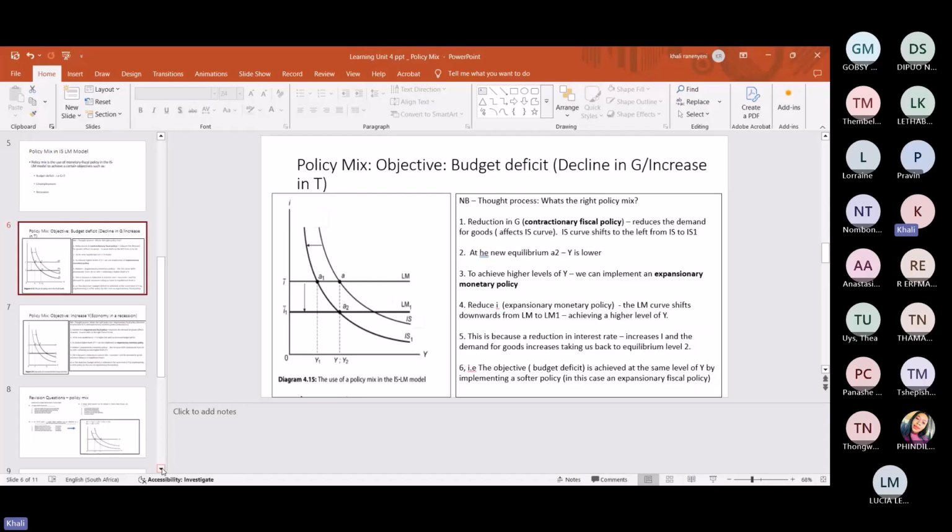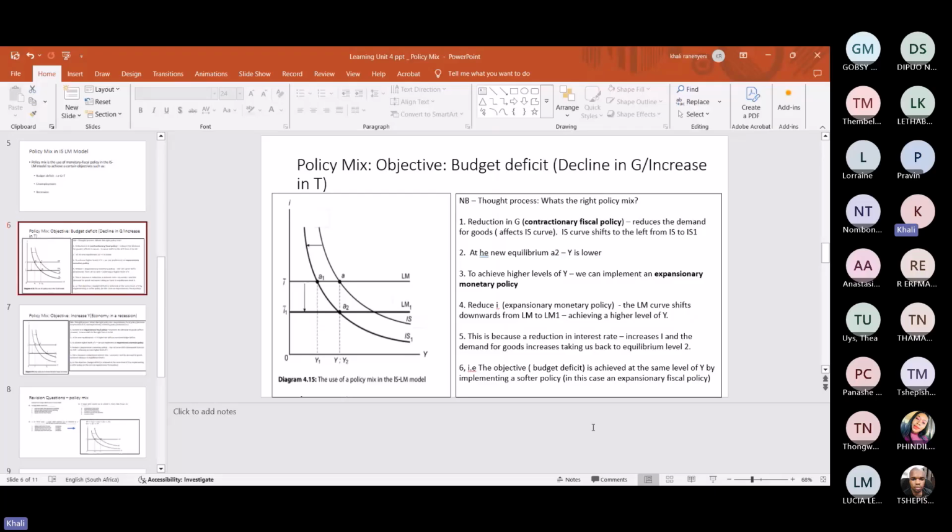If the objective of government is to reduce the budget deficit, what is a budget deficit? Anybody? When the government spends more than it gets. When the government spends more than the income that it gets via taxes and so forth. So when G is greater than T. When government spending is greater than the taxes, being the revenues earned by government.